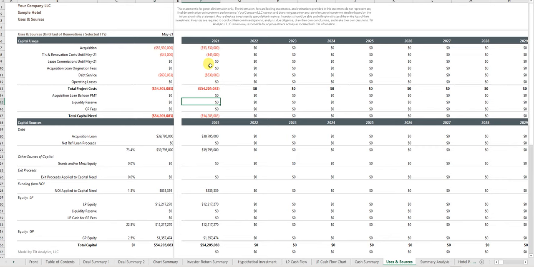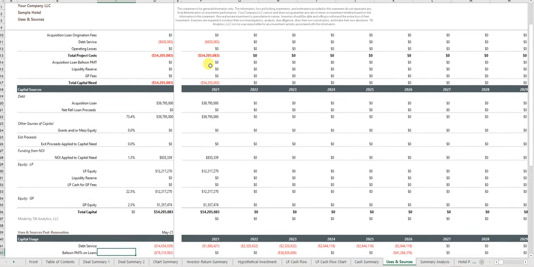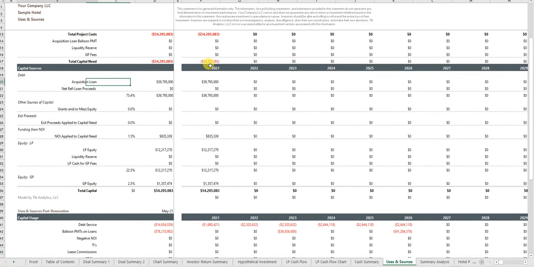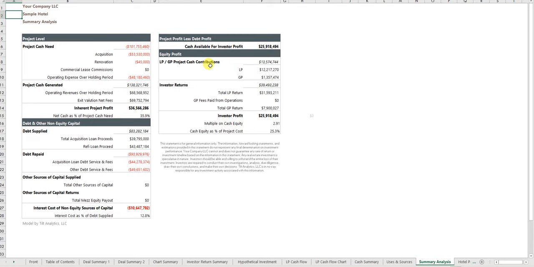We also have uses and sources laid out the same way. You can see annual and then monthly figures. The uses and sources here could consist of loans, grants, mezz equity, exit proceeds, NOI applied to the capital need, and so forth. We have a summary analysis. The point here is that the project itself must inherently generate enough cash to provide adequate profit to the suppliers of debt and equity capital. And so this sheet is a breakdown of that.